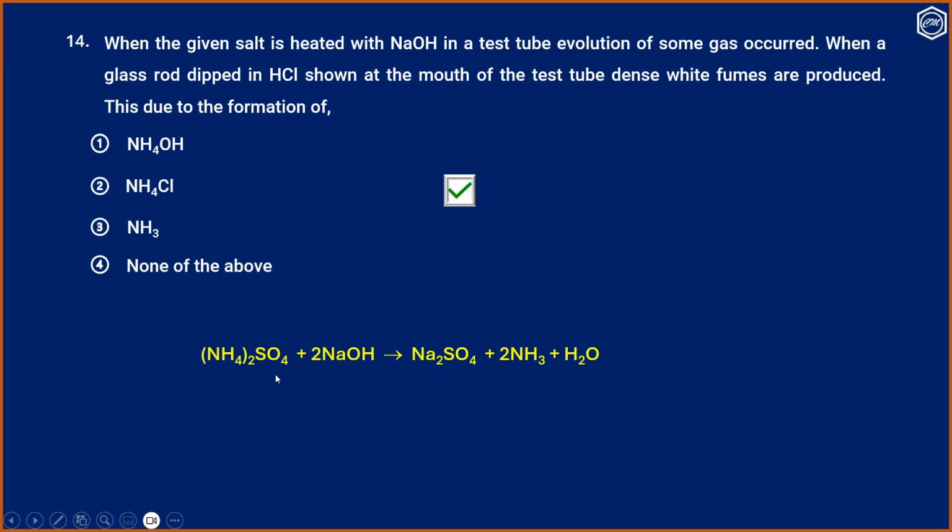Ammonium sulfate, for example, when heated with sodium hydroxide, ammonia is produced. When we introduce a glass rod dipped in HCl, ammonia combines with the HCl and forms ammonium chloride. This ammonium chloride appears as dense white fumes.